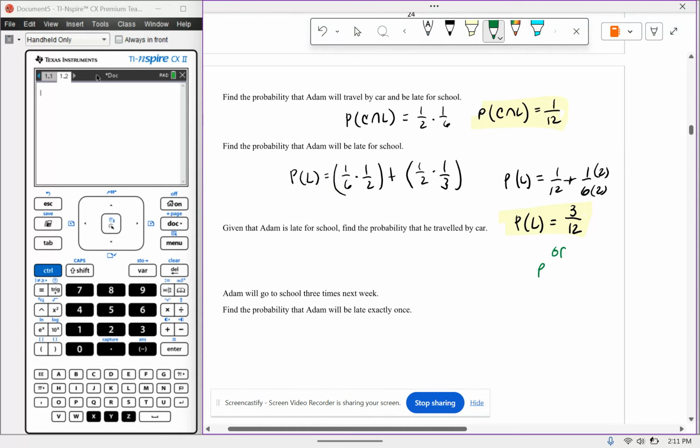Okay. Given that Adam is late for school, find the probability that he traveled by car. Ooh, car and late. I found that. Probability of late. I found that. Car and late is 1/12 over 3/12. The probability of car, given that he's late, is 1/3.